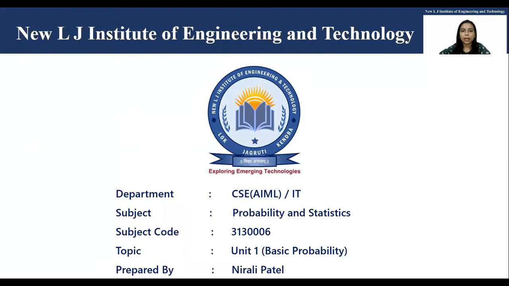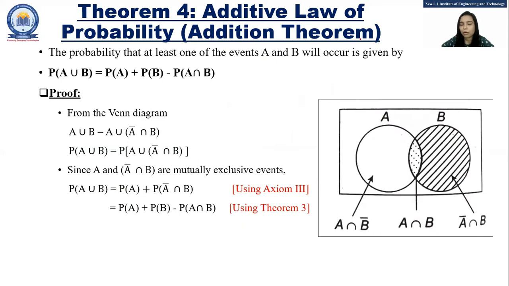In the last lecture, we discussed different theorems on probability, and in today's lecture, we are going to continue with that topic. In today's lecture, we are going to see the fourth theorem on probability, that is the addition theorem on probability. So let's get started. The addition theorem of probability, or we can say the additive law of probability.